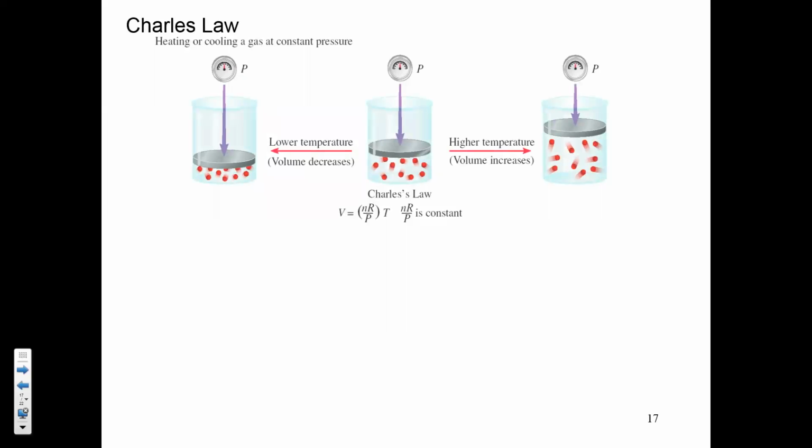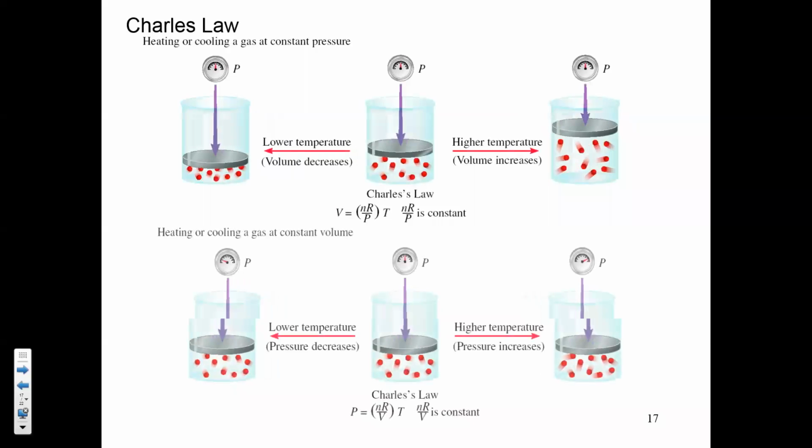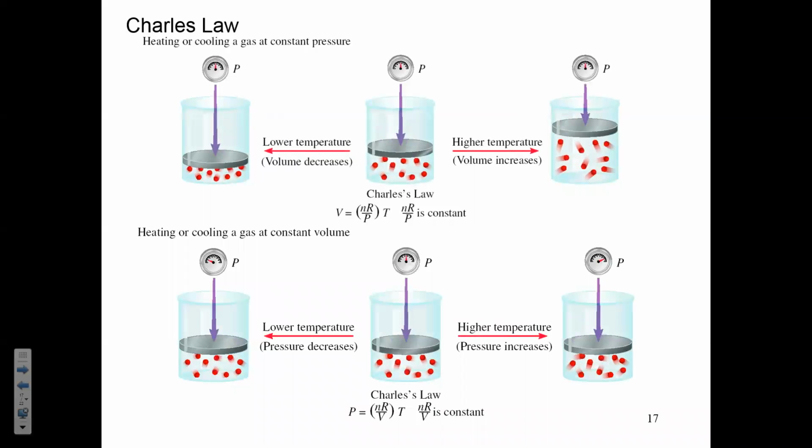Charles' law, or the other Charles' law, right, says that as my temperature decreases, so does my volume. But as we increase temperature, then we also increase our volume. So we have a proportionate relationship. So it's P1 over T1 equals P2 over T2.